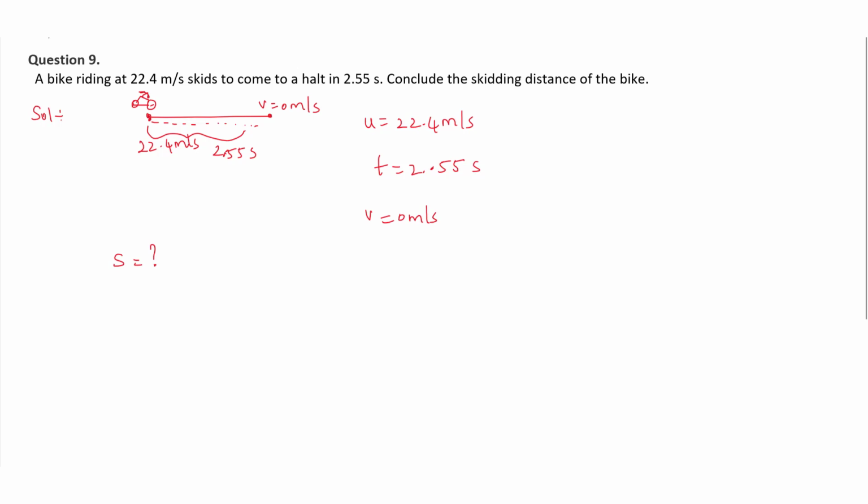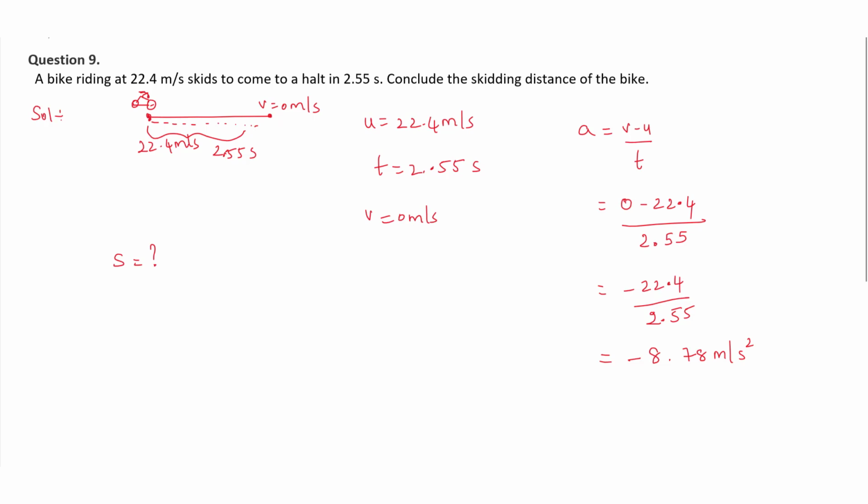To calculate S, first let's calculate A. A equals V minus U by T. V is given as 0, minus 22.4 by T. T is 2.55. That is equal to minus 22.4 by 2.55, which is equal to minus 8.78 meter per second square.